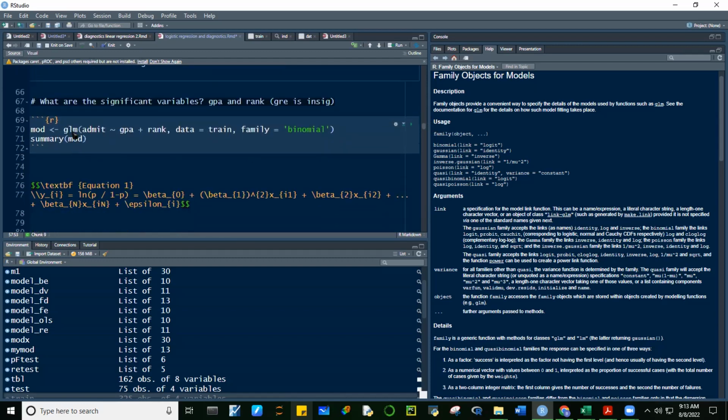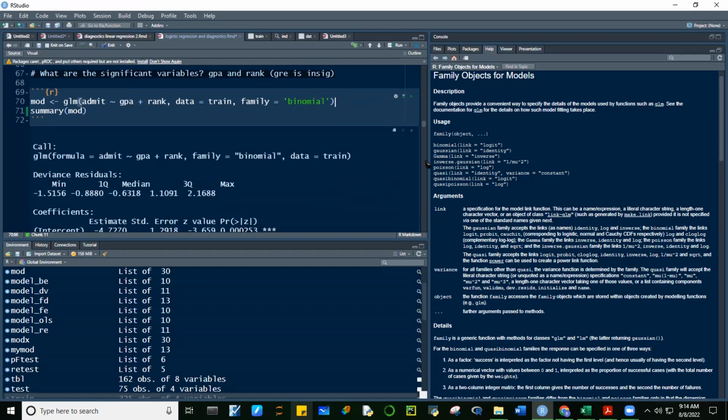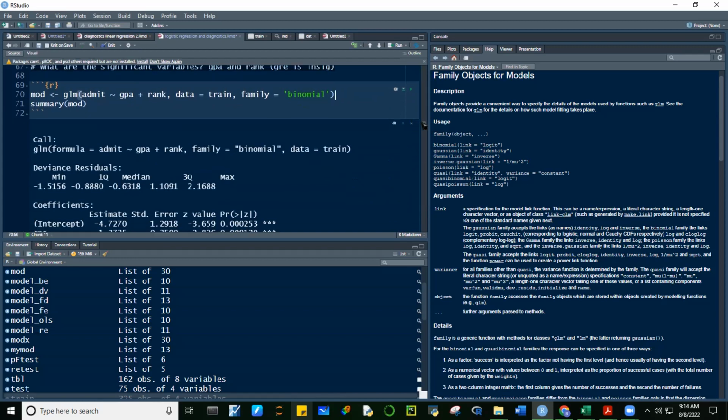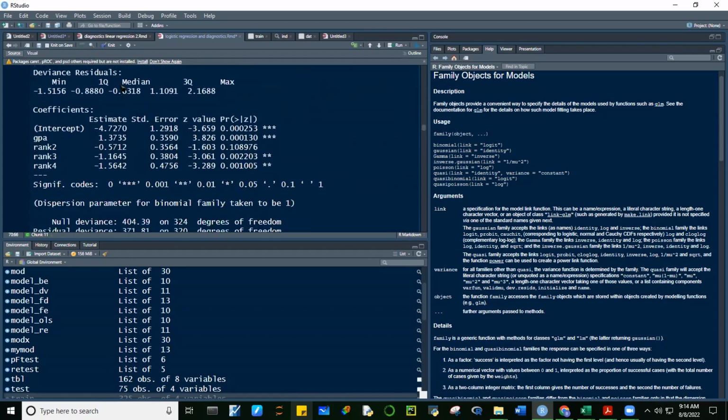So we will now have, let's now call this mod. Binago ko na lang mga pangalan. No? GLM, admit, regress on GPA and rank. So dalawa na lang sila. We remove GRE as a predictor. So data is equal to train, family is still binomial. So let's run this. Okay. So again, you have your deviance residuals.